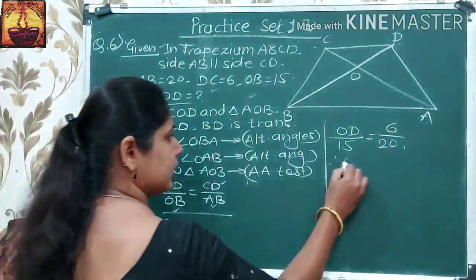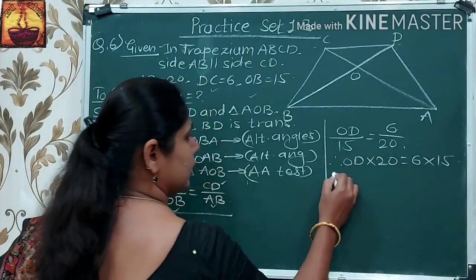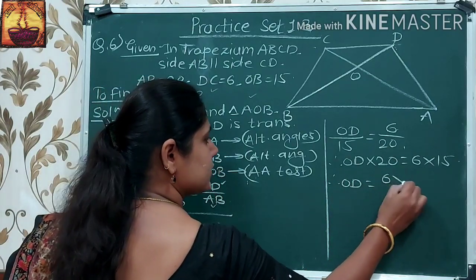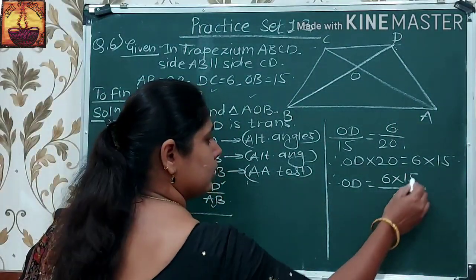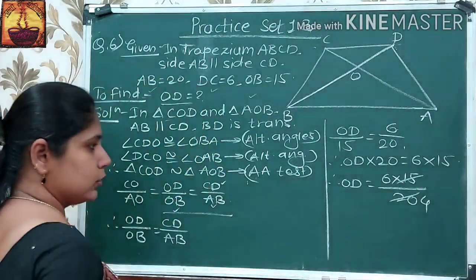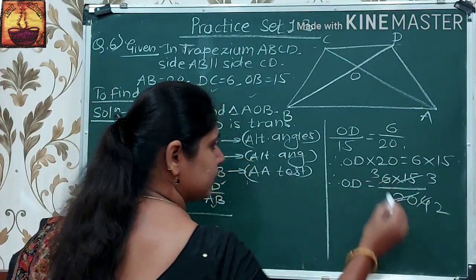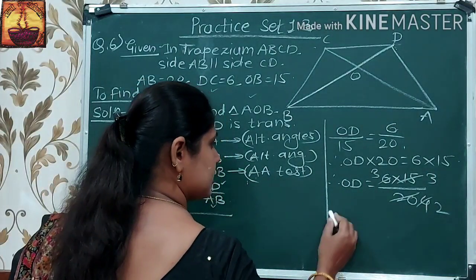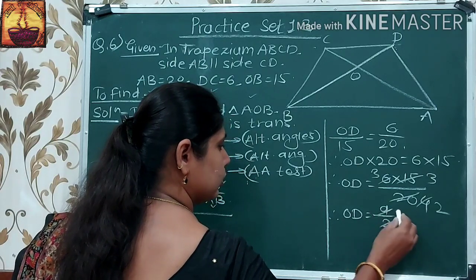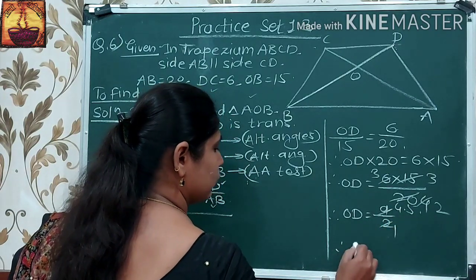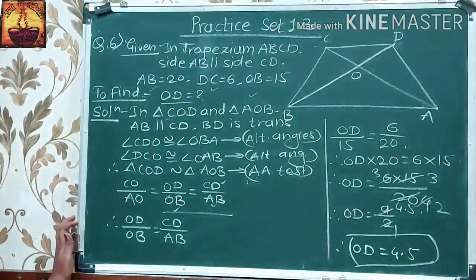After cross multiplication, OD into 20 is equal to 6 into 15. Therefore, OD is equal to 6 into 15 upon 20. 5 4s are 20, 5 3s are 15, 2 2s are 4, 2 3s are 6. Therefore, OD is equal to 9 upon 2. It is 4.5. Therefore, OD is equal to 4.5. It is the value of OD.